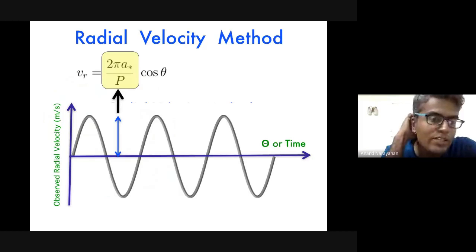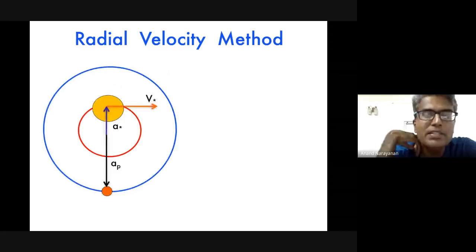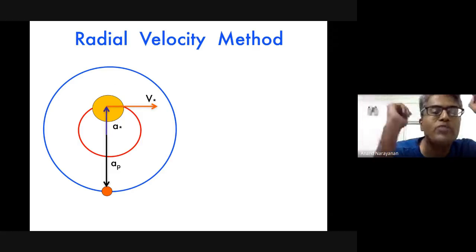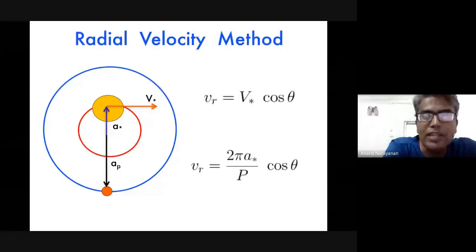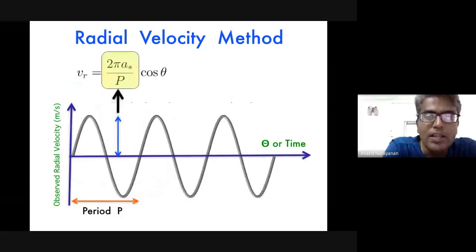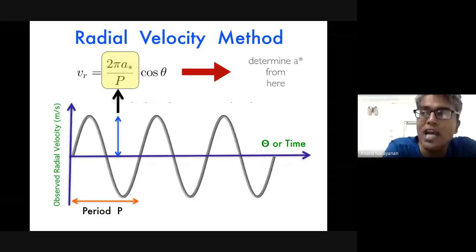Now, interestingly, if you go back to this picture, if the star and the planet form a dynamically stable system, then the time it takes for the star to go once around the center of mass will be the same as the time it takes for the planet to complete one orbit around the center of mass. Only if that condition is satisfied will the planet and star remain on opposite sides of the center of mass. So the star's and the planet's period around the center of mass is the same, and that period we get from the radial velocity curve. If you substitute that in the above expression, you will get A star, in other words, how far away the star is from the center of mass.